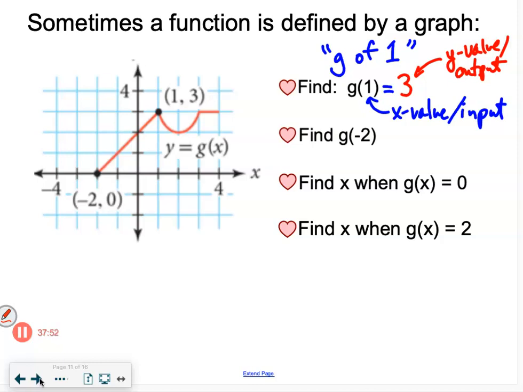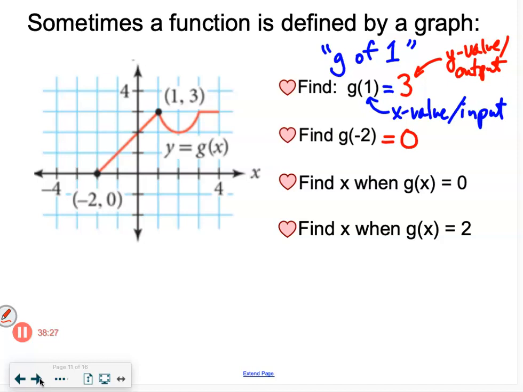All right, everyone in your groups, just take a second and discuss what's G of negative 2. Okay, does everyone agree? What is it? 0. Good, because of the point negative 2, 0, right? Does everyone understand when x is negative 2, G of negative 2 is 0? Okay. All right, now this 0, find x when G of x equals 0.